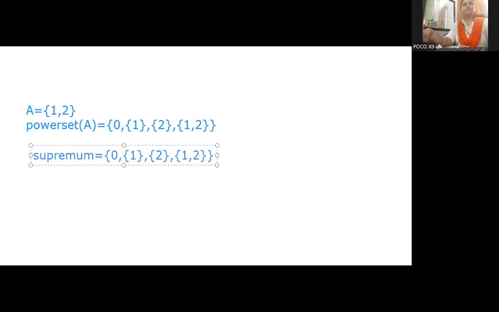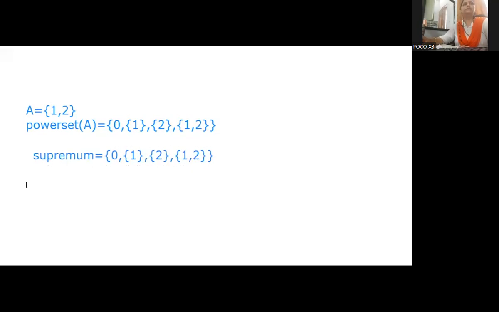This is the supremum. Means what we have done, we have taken union of these two sets, union of A with power set of A. It is coming like this. Okay, means what it is supremum.